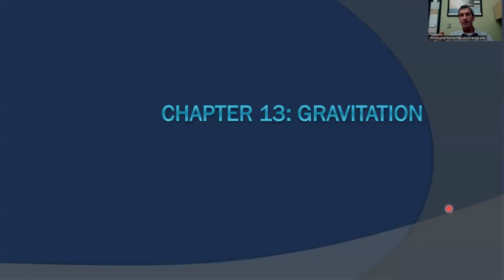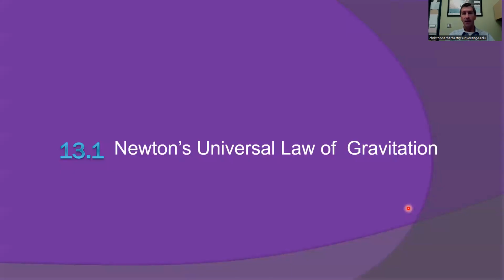Chapter 13 is revisiting the force of gravity. And now we're going to take a look at gravity in terms of some things that we didn't see before. We'll revisit the idea of Newton's universal law of gravitation, but we'll also introduce the concept of general relativity, which Einstein came up with in 1915.